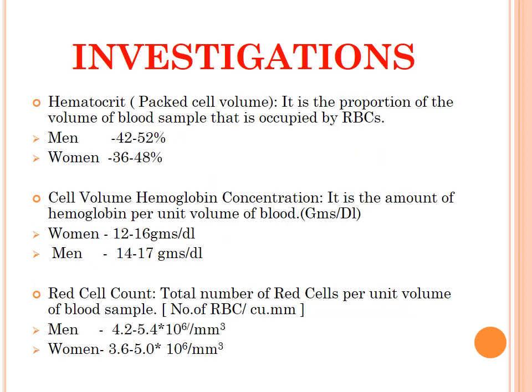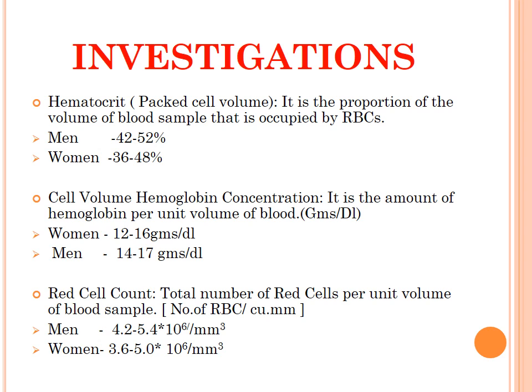Now let me explain. What is hematocrit? It is packed cell volume. It means it is the proportion of the volume of blood sample that is occupied by RBCs. In men it is 42 to 52% and in women it is 36 to 48%. Now what is hemoglobin concentration? It is the amount of hemoglobin per unit volume of blood. In women it is 12 to 16 grams per deciliter and in men it is 14 to 17 grams per deciliter.